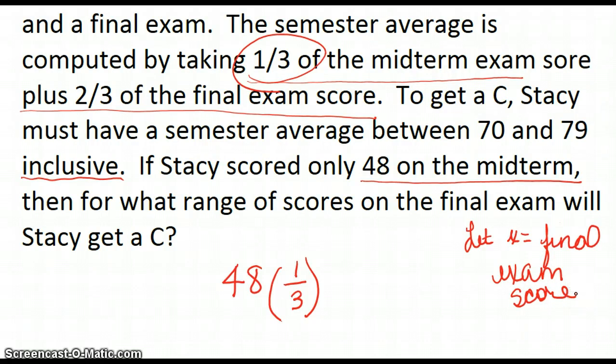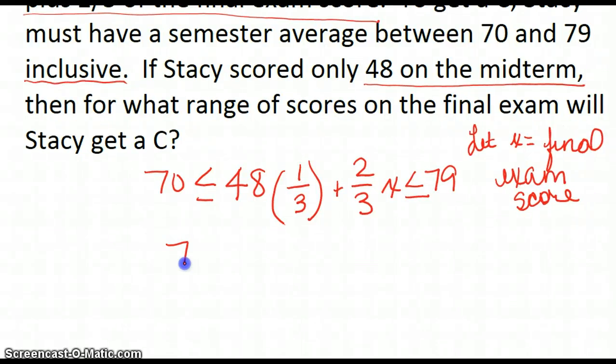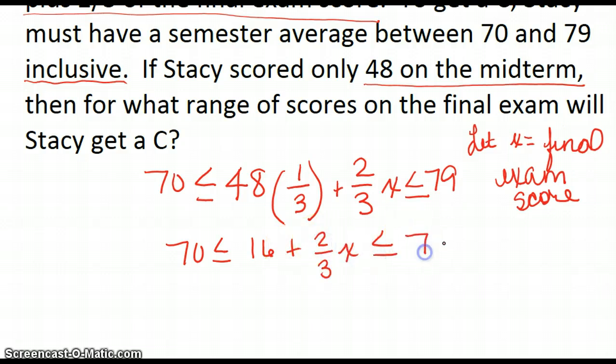Well, I'm going to add the midterm and the final exam score. But the final exam score is worth 2/3 of your grade. And I want that to be between 70 and 79, and it can include those. So we want this score to be greater than or equal to 70, and this score can be less than or equal to 79, because her goal is only to get between a 70 and a 79. And then we just go through and do the math. 70 is less than or equal to 16 plus 2/3 x, which is less than or equal to 79.